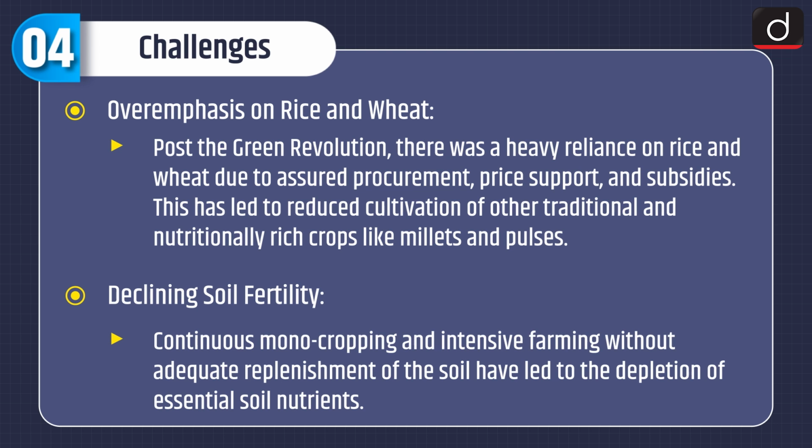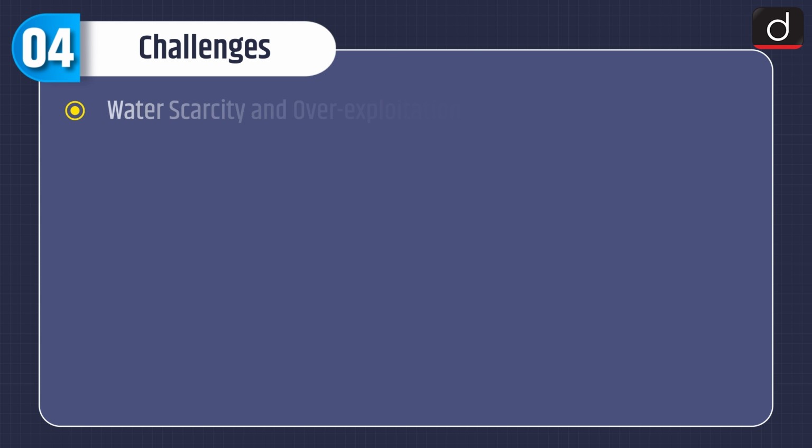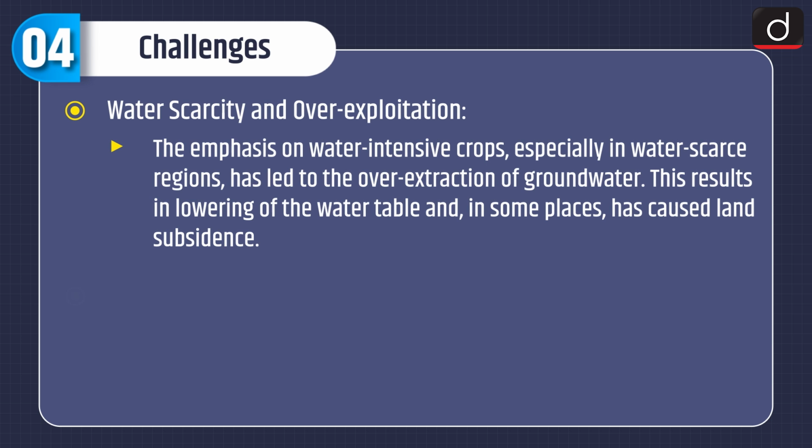Declining soil fertility. Continuous monocropping and intensive farming without adequate replenishment of the soil have led to the depletion of essential soil nutrients. Water scarcity and overexploitation. The emphasis on water-intensive crops, especially in water-scarce regions, has led to the over-extraction of groundwater. This results in lowering of the water table and, in some places, has caused land subsidence.